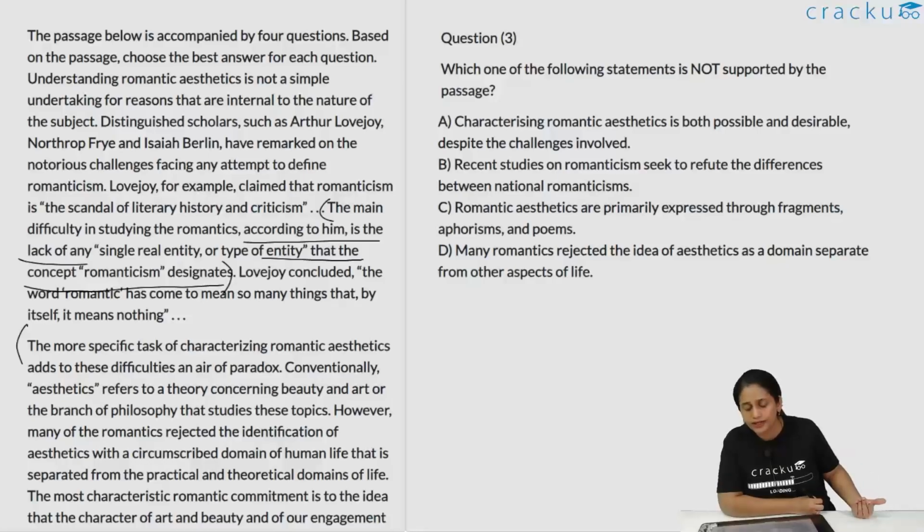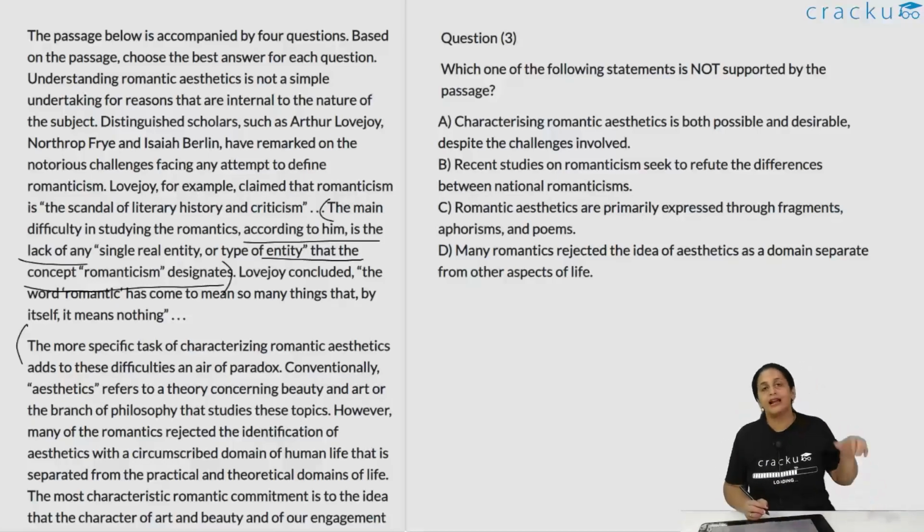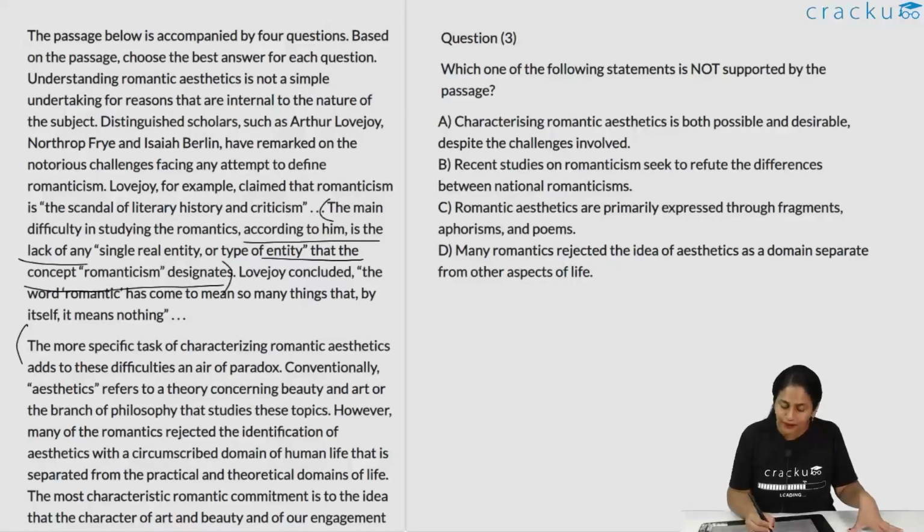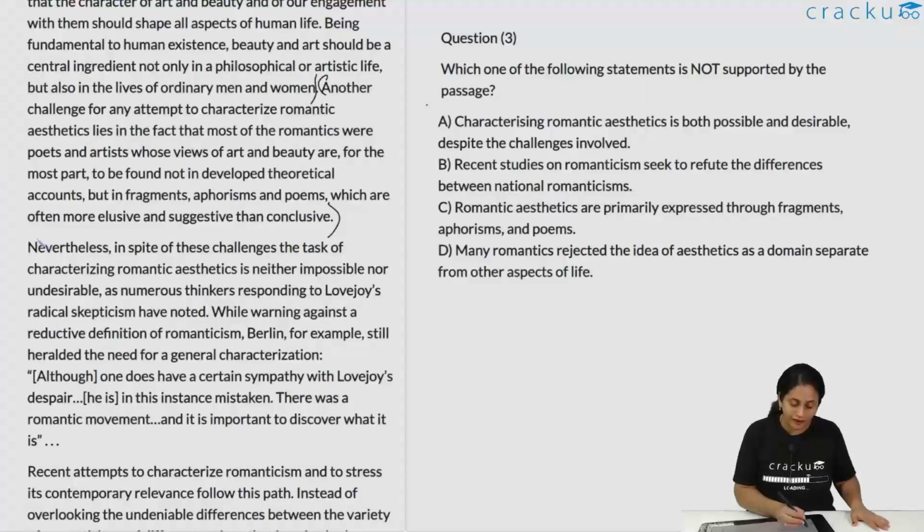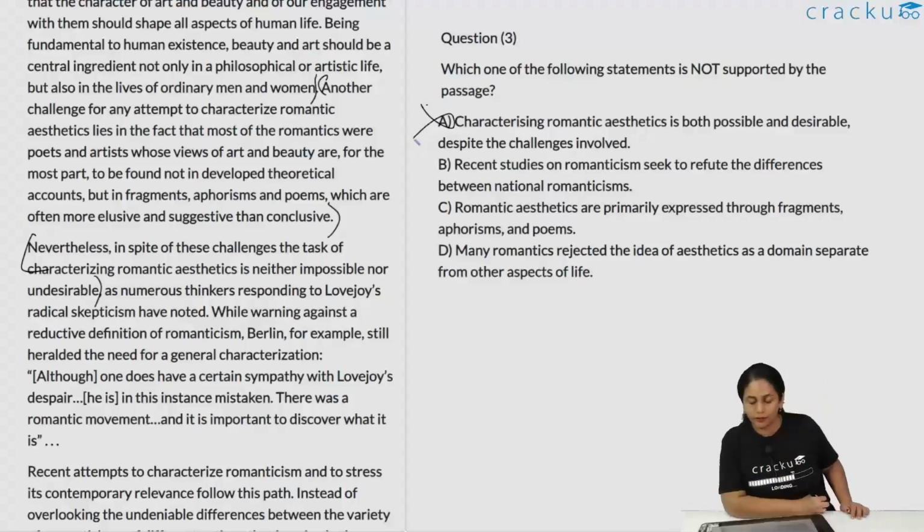Which one of the following statements is not supported by the passage? Characterizing romantic aesthetics is both possible and desirable despite the challenges involved. He specifically says that it is possible, it is desirable, it is something that we should do, and though there are three difficulties that are mentioned, it is still possible and desirable. This the author has specifically said in the third paragraph. Nevertheless, it is actually neither impossible nor undesirable. So he has specifically said this, so we can eliminate option A.